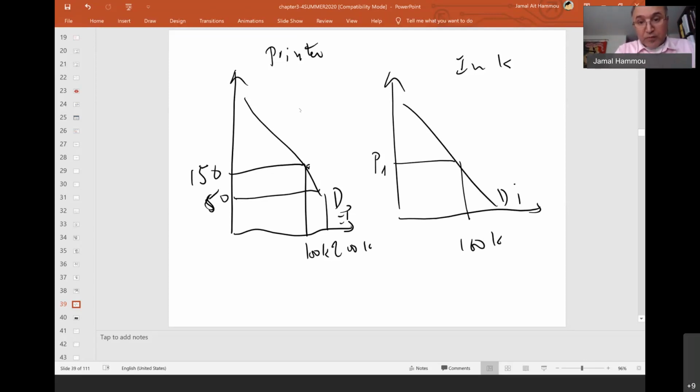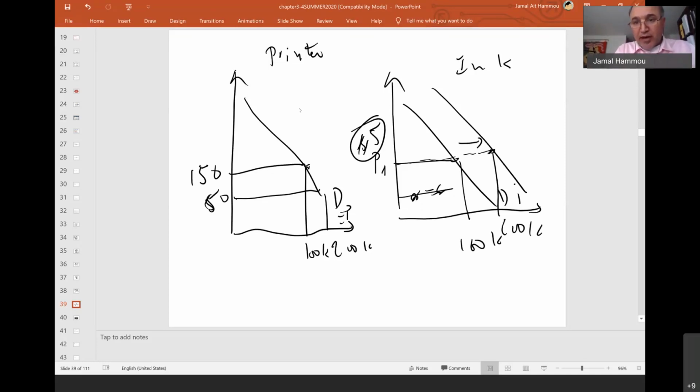So assuming for each printer we have one cartridge of ink, we will have also 200. We are not going to change the price. We have the same price for ink. We didn't change the price of ink. Let's say $5 for a cartridge. We didn't change it, but we have more people buying ink. So you can see we have more people buying it. The change from point A to B has nothing to do with the price. It has to do with the change in the price of the printer. That's what is called complement effect.